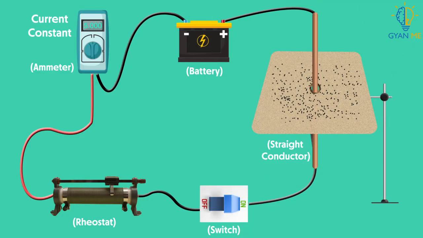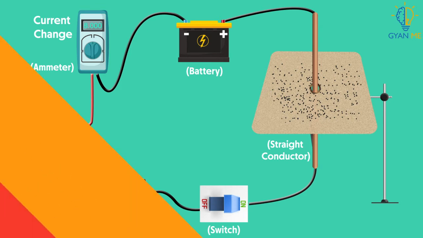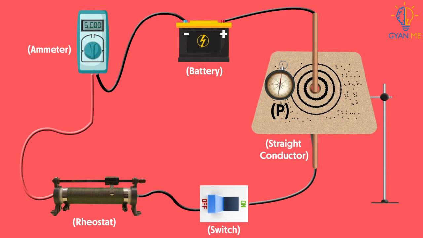So far, we have kept the amount of current constant. What will happen if the amount of current is changed? Let's see. Let us now keep the position of the compass fixed so that the distance of the compass from the conductor is constant. If you switch on the circuit, the compass needle gets deflected. Adjust the rheostat to reduce the amount of current. The compass needle shows lesser deflection than before.